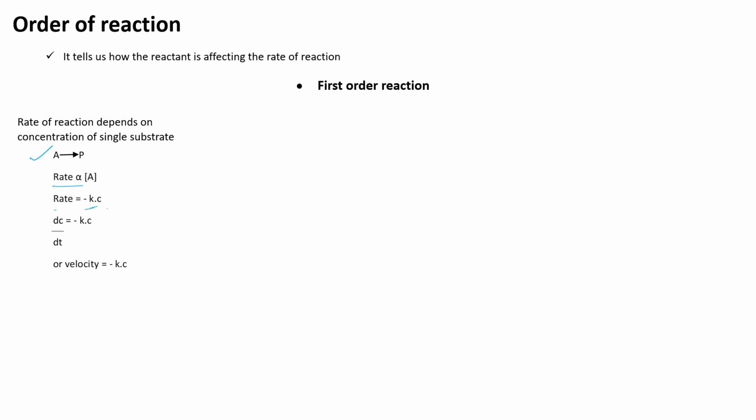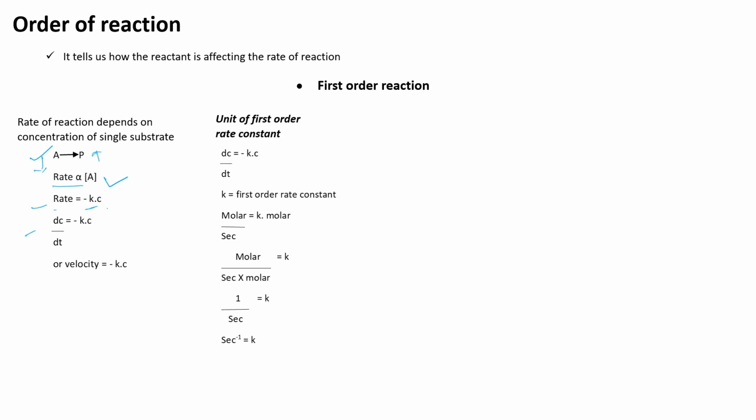C is the concentration of A, and there is a negative sign because as the time increases, the concentration of reactant will go down. A is getting converted into P. So as the time increases, the concentration of A will decrease and the concentration of P will increase. So here rate depends upon the concentration of A, which is depleting as the time increases. Hence rate is equal to minus K into C. Rate can be given by dC upon dt, that means change in concentration with change of time, is equal to minus K into C.